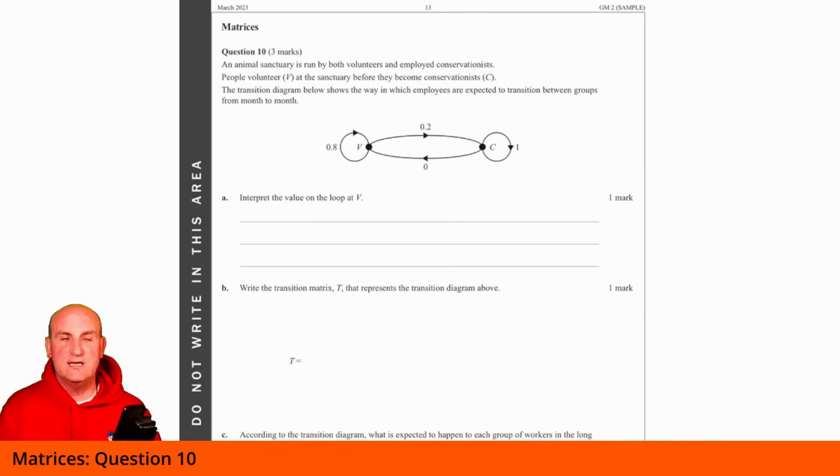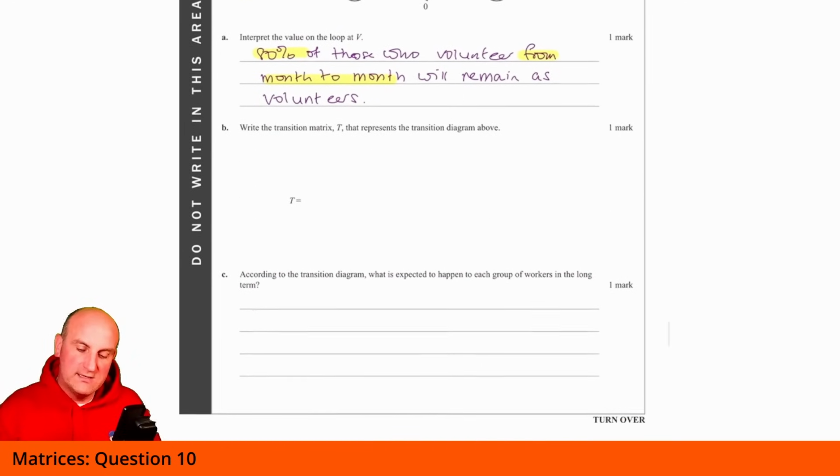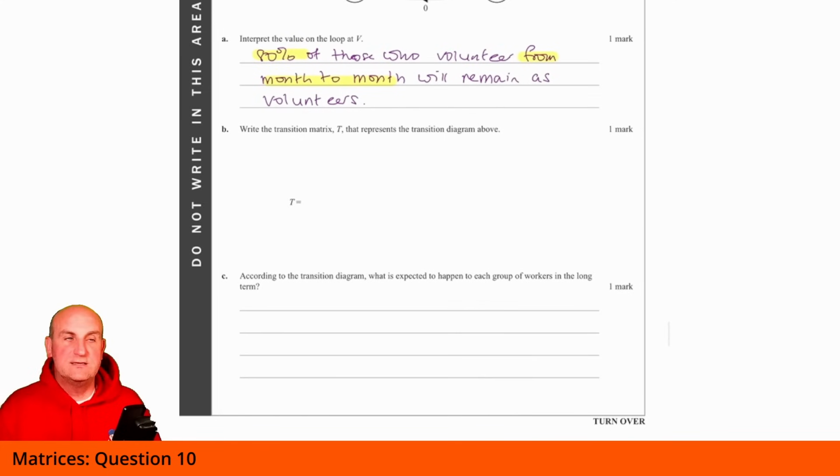Right, we're going to write my answer and then come back. And there we go. So 80% of those who volunteer, and I think it's important to say 80%, the proportion of those who volunteer from month to month. I've put that there because it was in here. It's a timescale from month to month. Will remain as volunteers. So 80% of those who volunteer from month to month will remain as volunteers. Something along those lines to give VCAA that indication should be okay. All right, let's move up. Write the transition matrix T that represents the transition diagram above. Well, that's nice and easy.